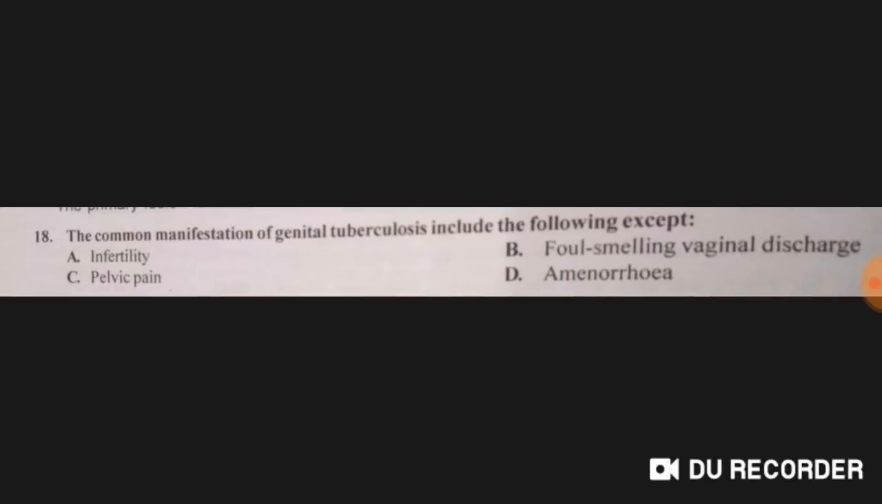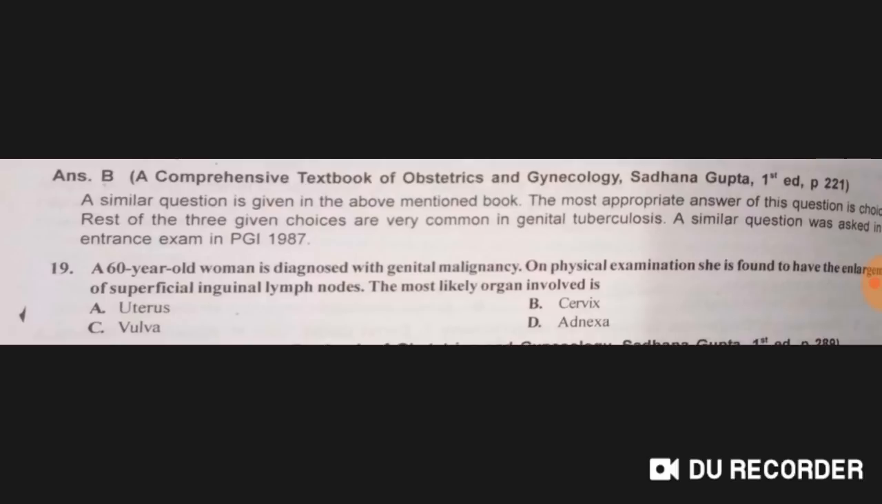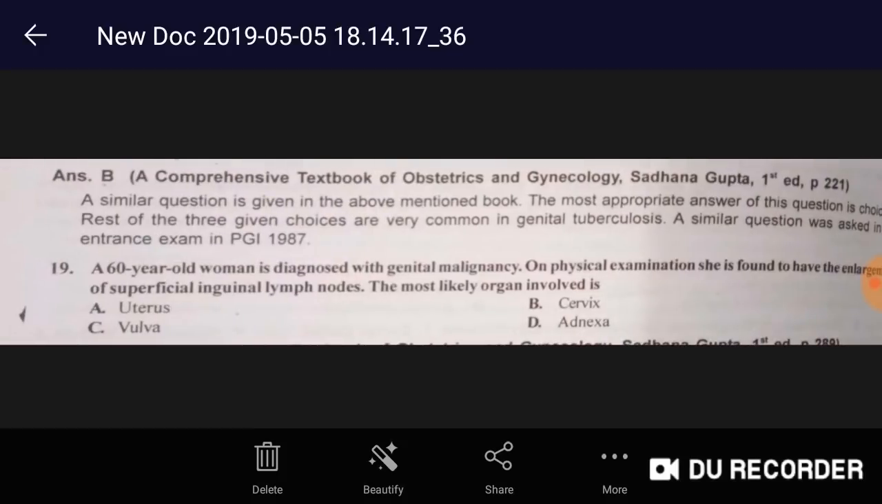Now, the common manifestation of genital tuberculosis includes the following except: it does not include the foul smelling vaginal discharge. B option is right. Now, a 60-year-old woman is diagnosed with genital malignancy. On physical examination, she is found to have enlargement of superficial inguinal lymph nodes. The most likely organ involved is vulva.